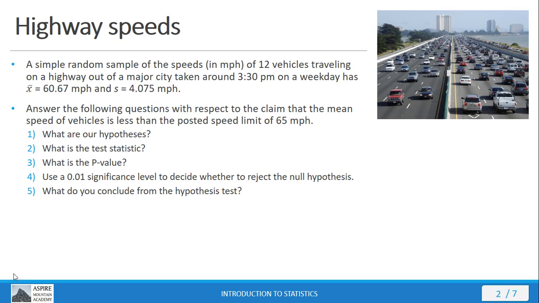Notice we have the same standard 5 questions we always have, so we're going to be answering those again. And then here the claim is that the mean speed of the vehicles is less than the posted speed limit of 65. So we're claiming that the people are going to be obeying the law. Yeah, right. When it comes to speed limit, it's more likely that they're not. But let's just see how this pans out.